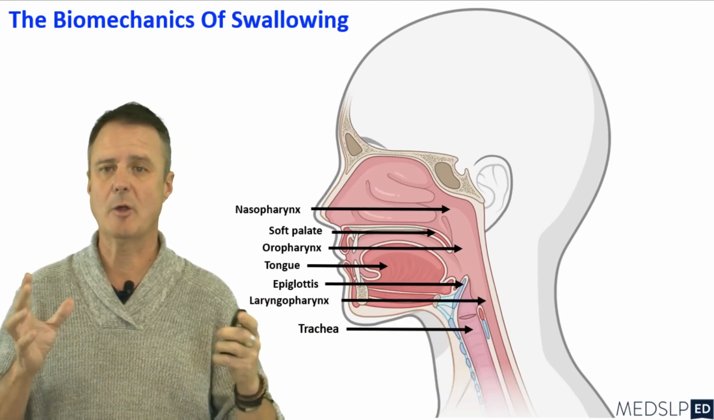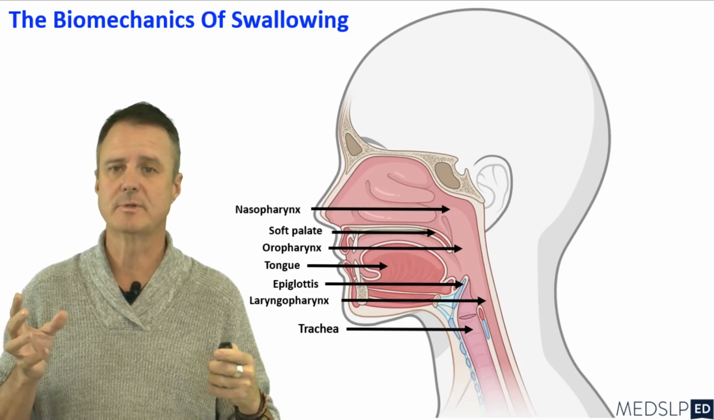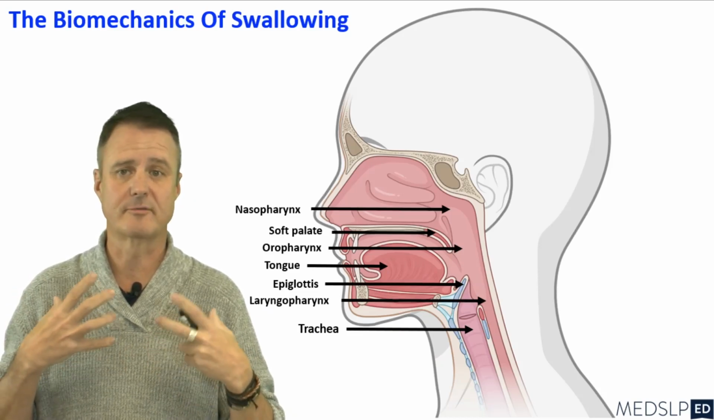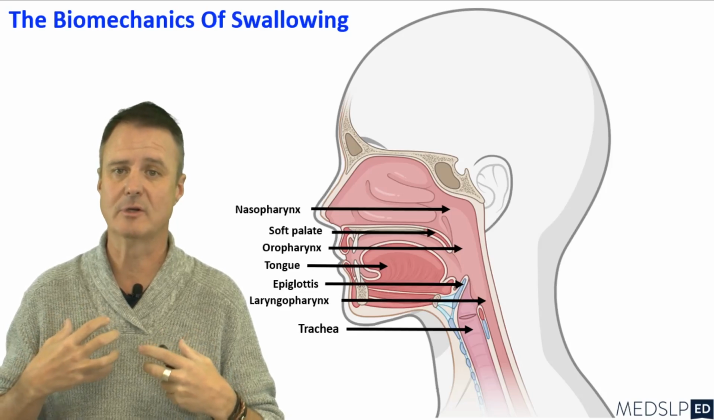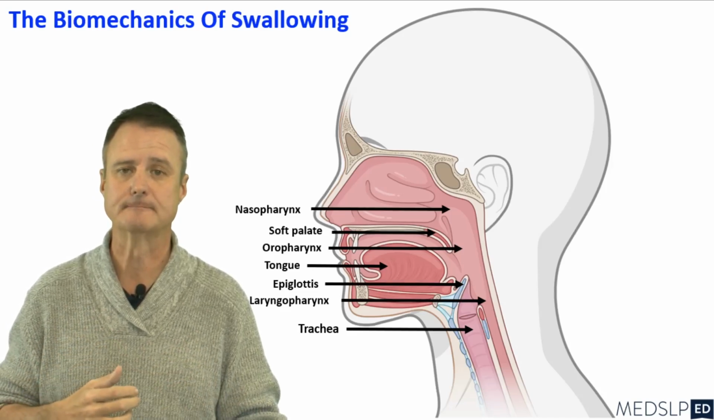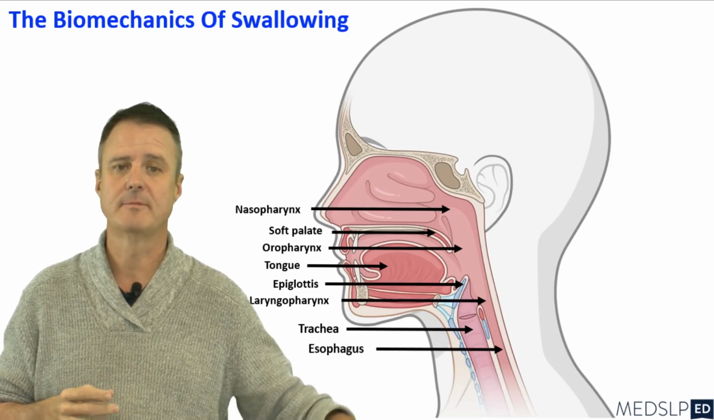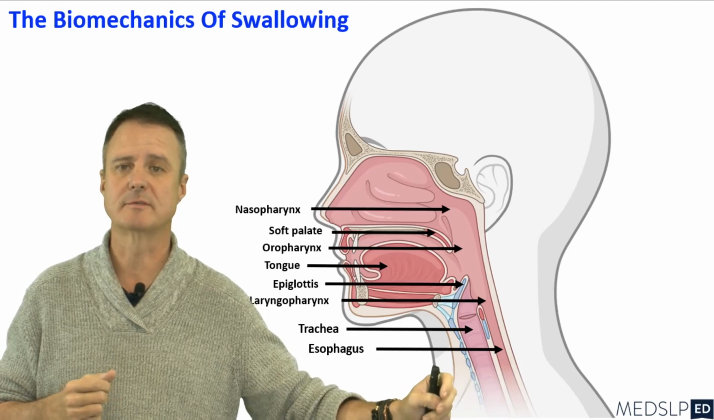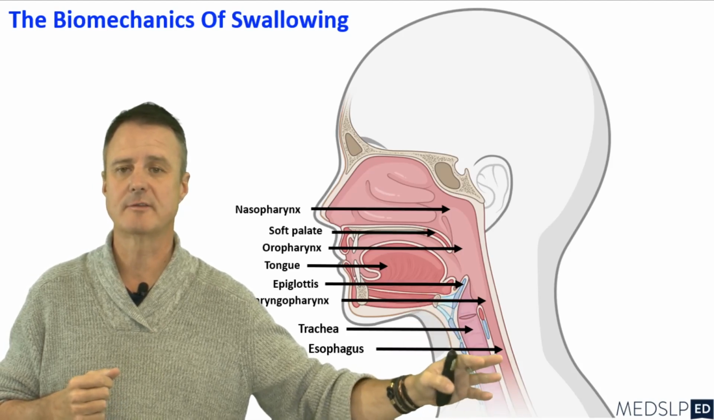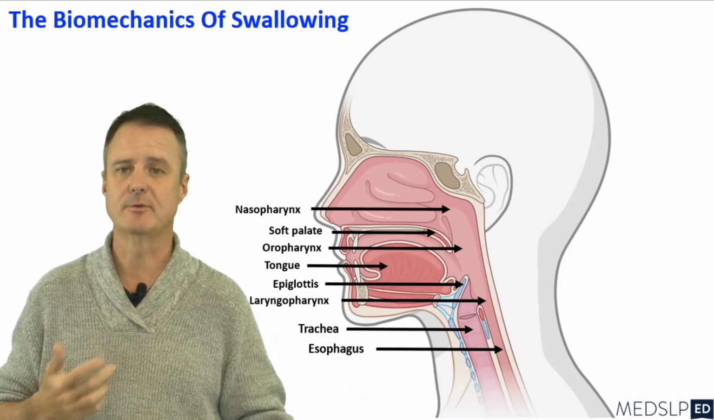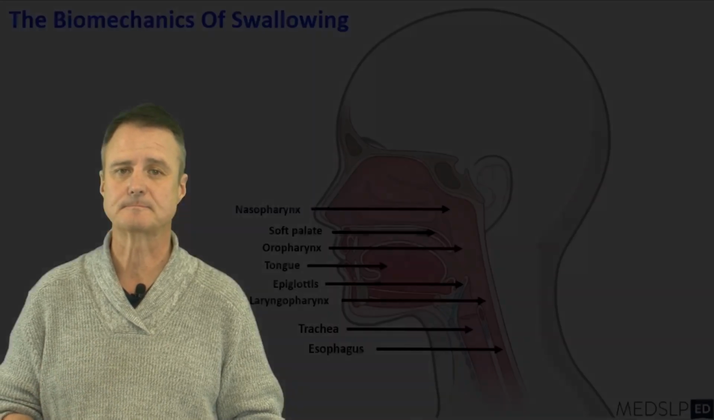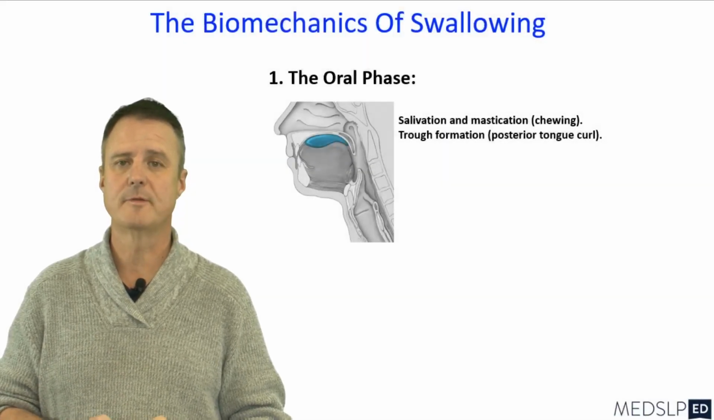So it's a fairly complicated system because we're using it for breathing, we're using it for speech, and we're using it for eating and drinking. And finally, there's the esophagus, which is the end point of the swallow, which is trying to get the food down into the stomach. So, the biomechanics of swallowing.